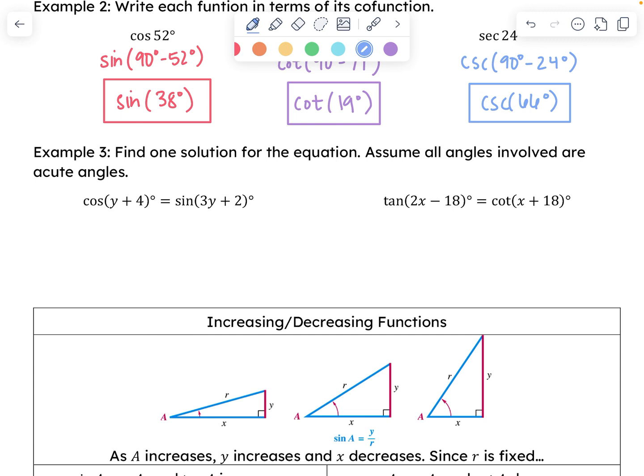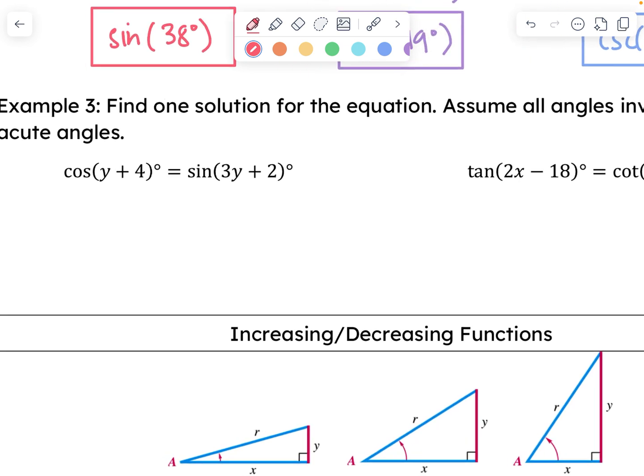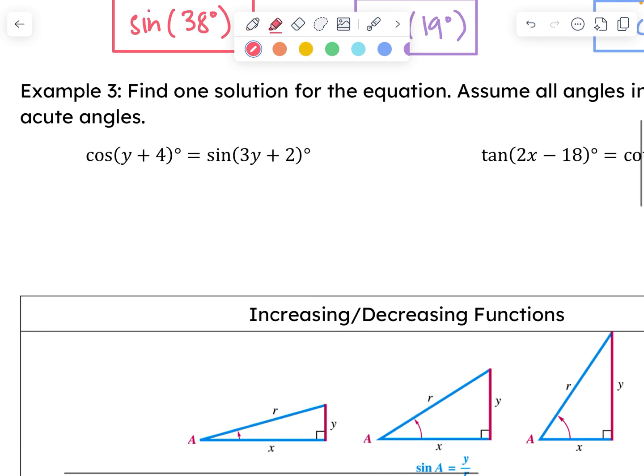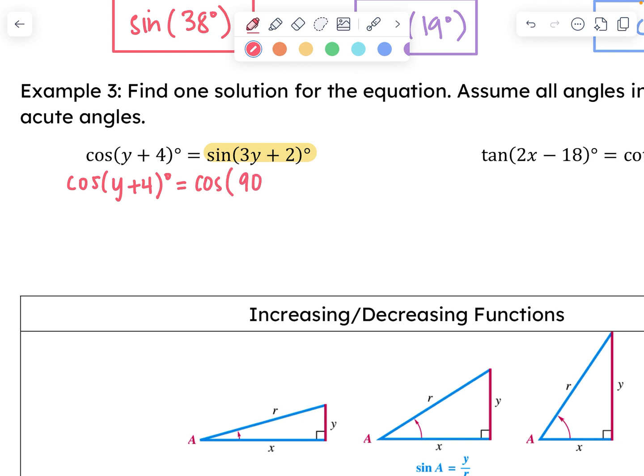So cosine and sine are cofunctions. It doesn't matter if I change the sine to a cosine or if I change the cosine to a sine. So let's go ahead and change the sine on the right side to a cosine. So this left side stays as cosine of y plus 4 degrees. And this right side is now going to be the cosine of 90 minus that 3y plus 2 degrees.